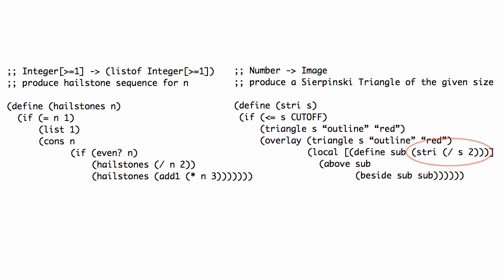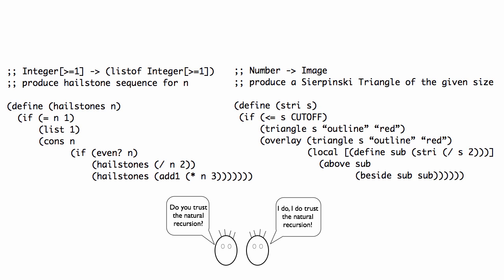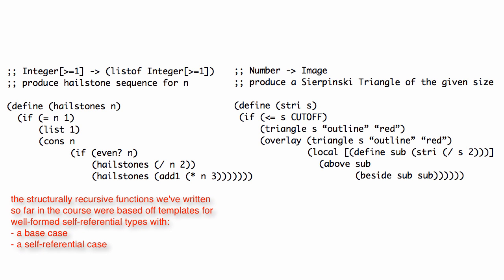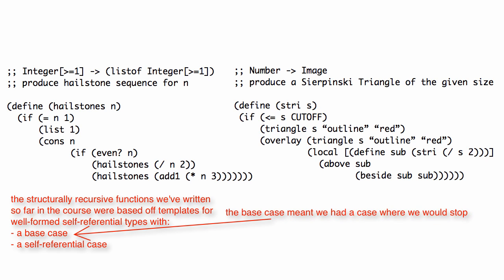Now, if you think back a bit, when you first saw recursive functions, I think you probably got a bit concerned. Hey, is this ever going to stop? This function is calling itself. Why will it stop? And then I convinced you not to worry about that, because we talked about the notion of a well-formed self-referential type comment that had a base case and a self-reference case, and how the existence of the base case meant that recursive functions operating on this kind of data would always stop.